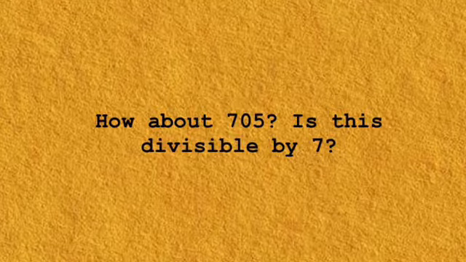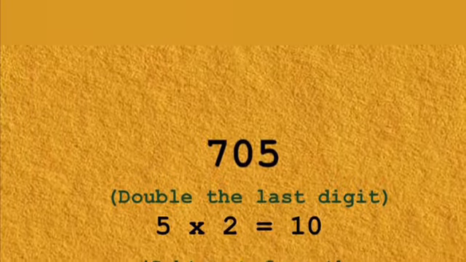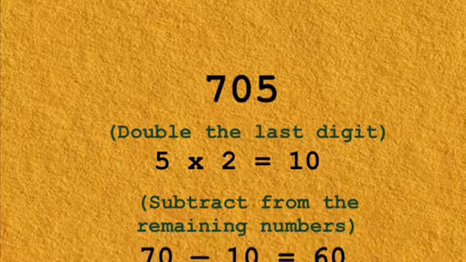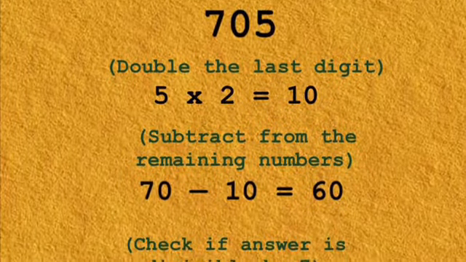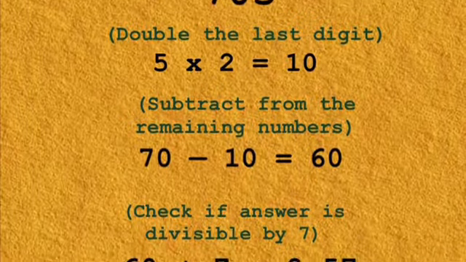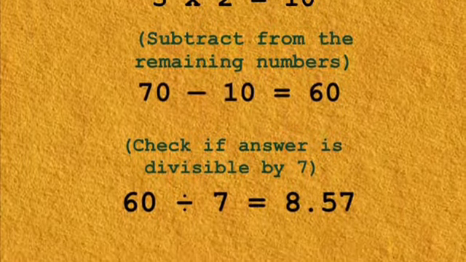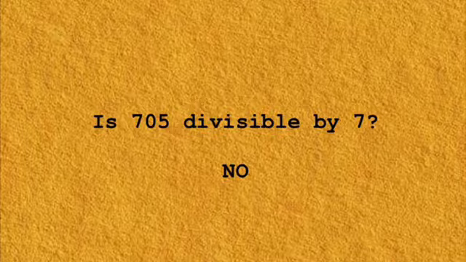Naalala mo pa ba yung number 7 rule? 5 is the last digit, so we double it. That gives us 10. Since 70 is the remaining number, then we deduct 10 from 70, which gives us 60. We divide 60 by 7, that gives us 8.57, which is not a whole number. So that means 705 is not divisible by 7.